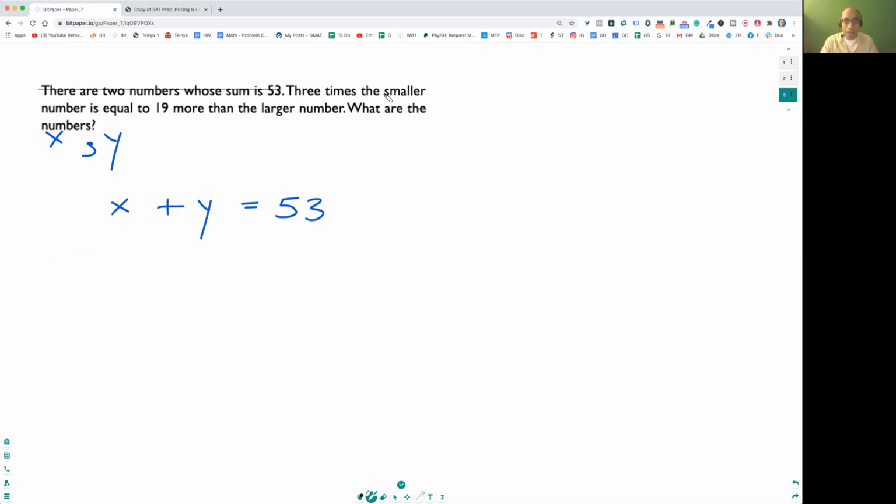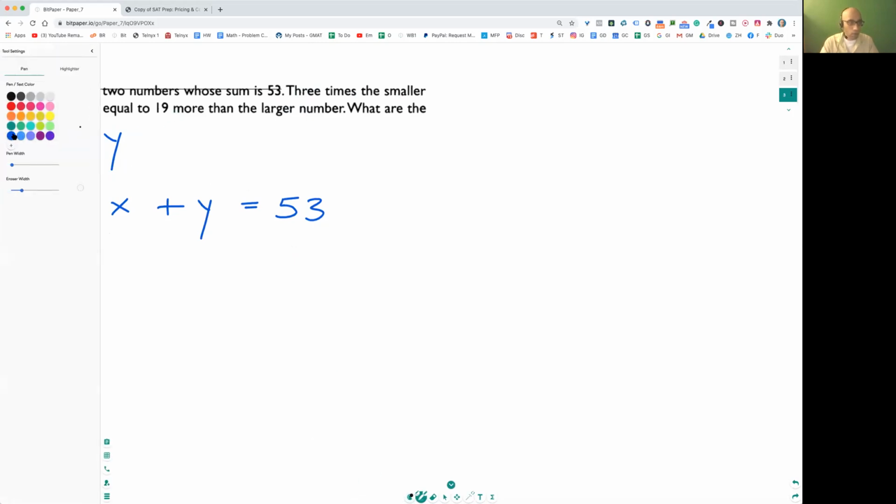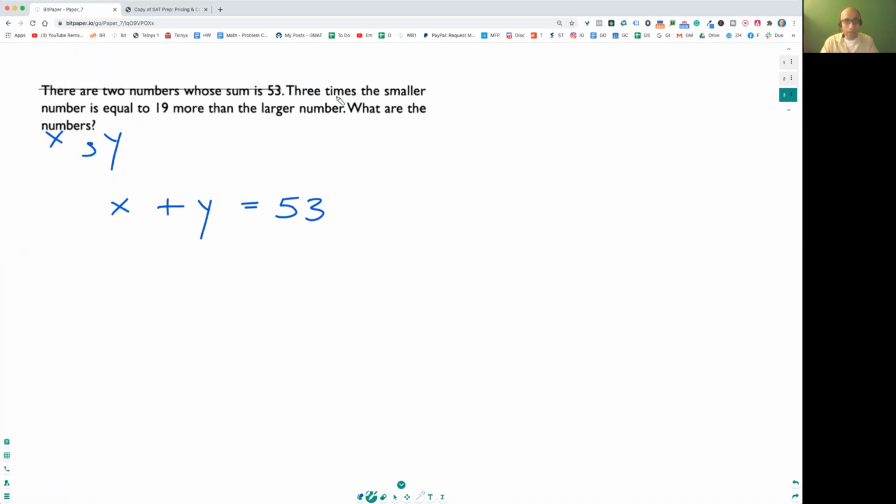So 3 times the smaller number. It doesn't matter, just take X to be the smaller number. So 3 times X, what does that mean? 3X is equal to, that's easy, is equal means equals, 19 more.